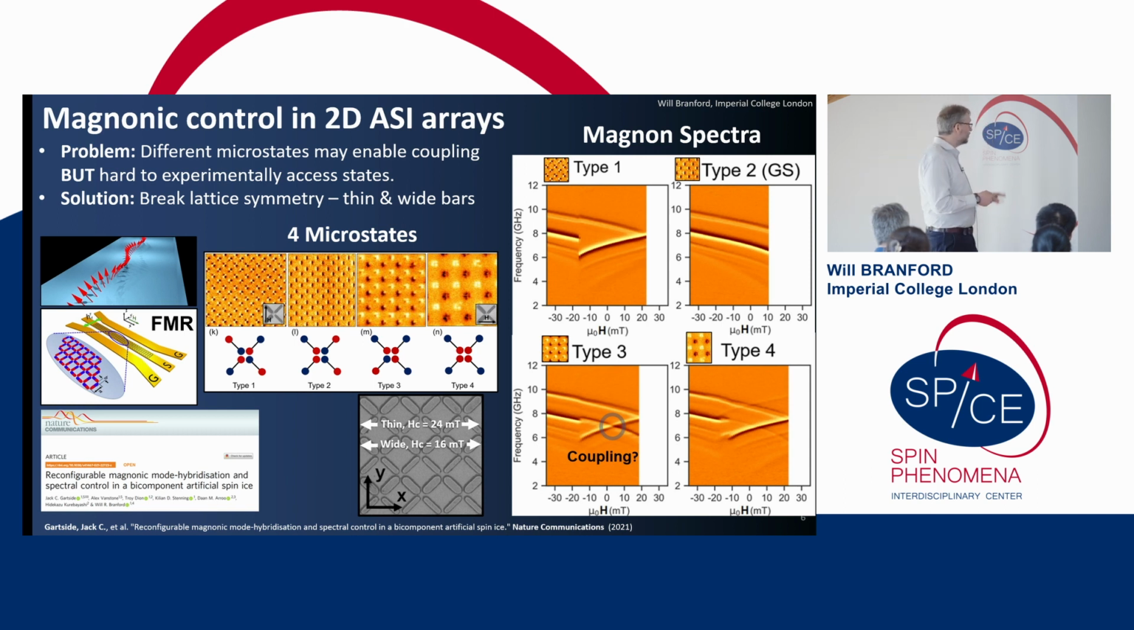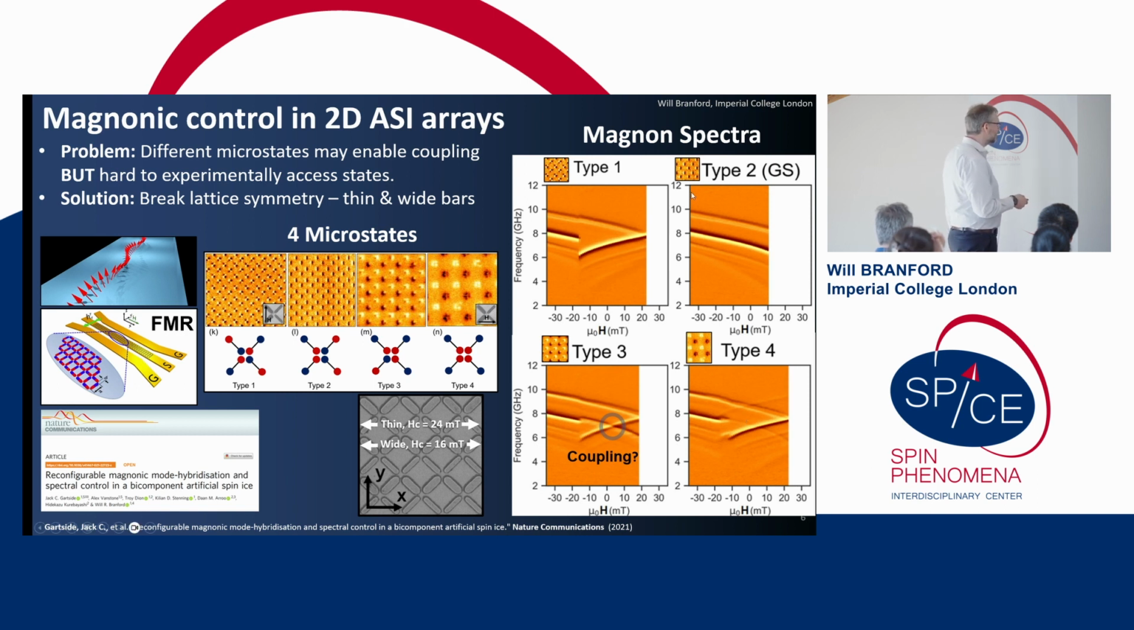And basically what that means is we have some thin bars and some fat bars, and they have slightly different coercive fields to each other. And as long as that difference is more than your kind of natural variation from the quench disorder in your fabrication, then you can set the thin bars and the fat bars separately with fields, and so you can access many more states.